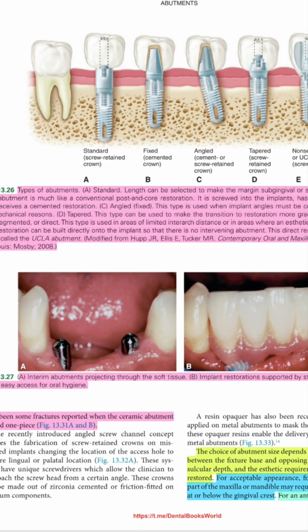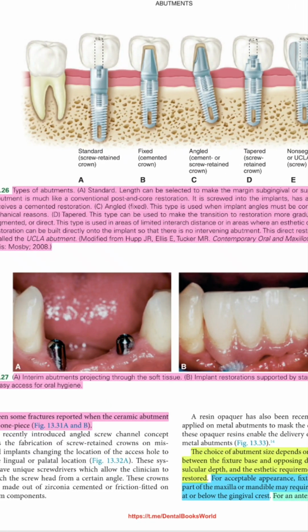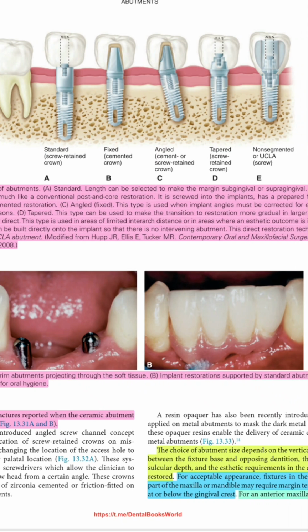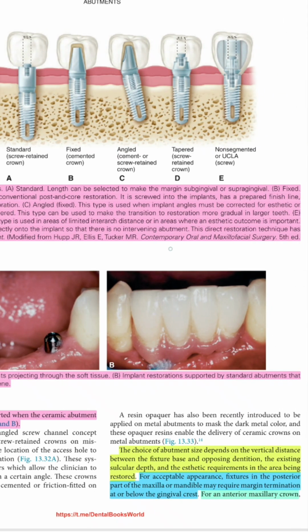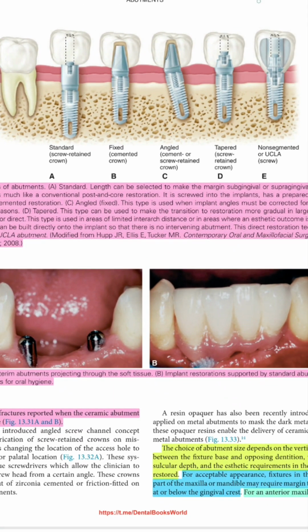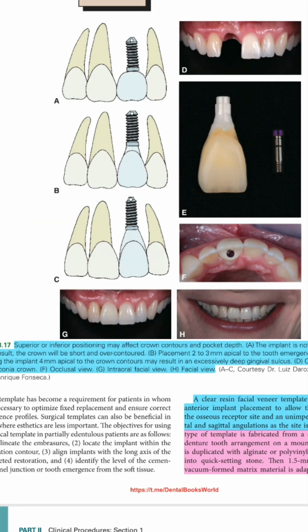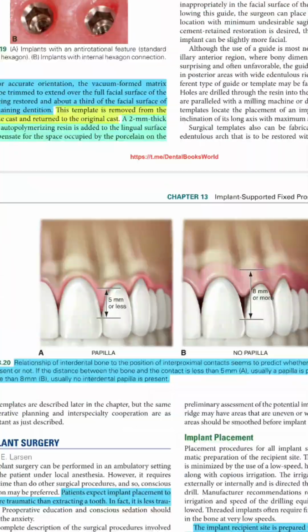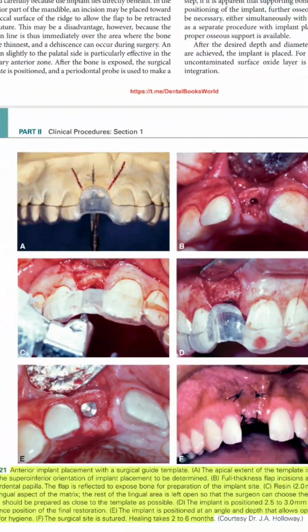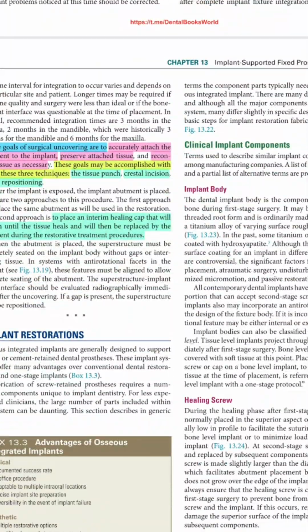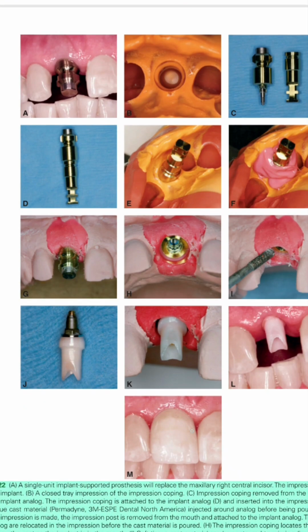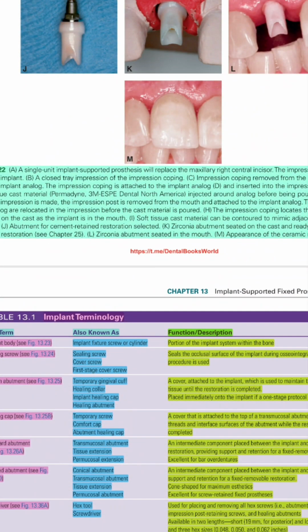It is used when the restoration is built directly onto the implant, when we have no intervening abutment. This direct restoration technique is called the UCLA. The abutment and the final restoration can be one piece, but it is subject to fracture over time, or it can be hybrid, where the abutment is attached by screw and the final restoration is cemented, like this case.